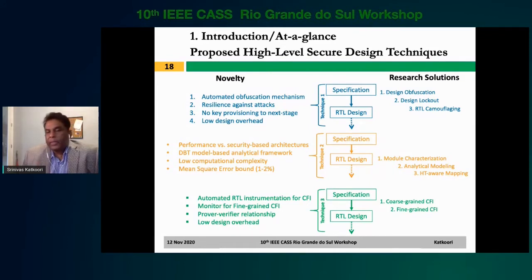So you have data path and control. The control has a control flow graph, which provides the legal paths through the control flow graph. So whenever somebody wants to attack a design, they can violate this control flow of the design. So how can you protect the control flow?